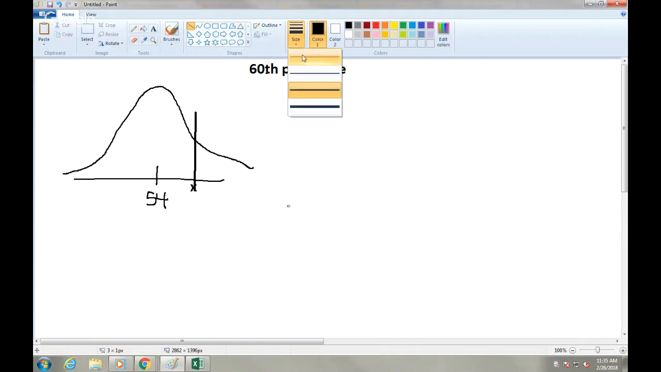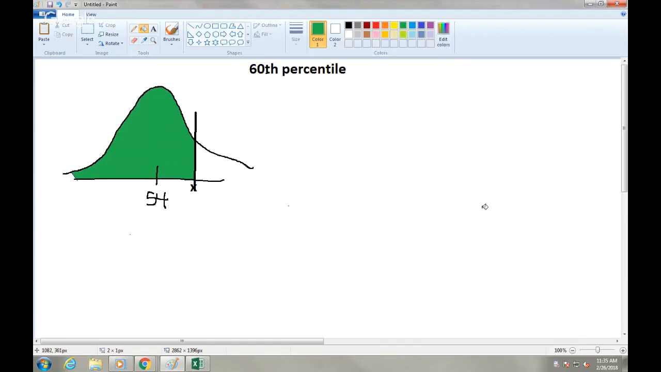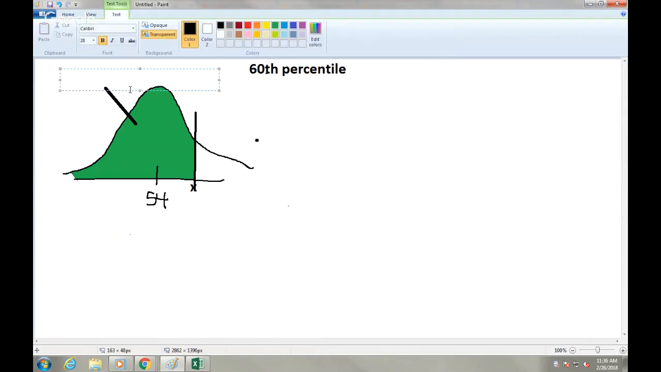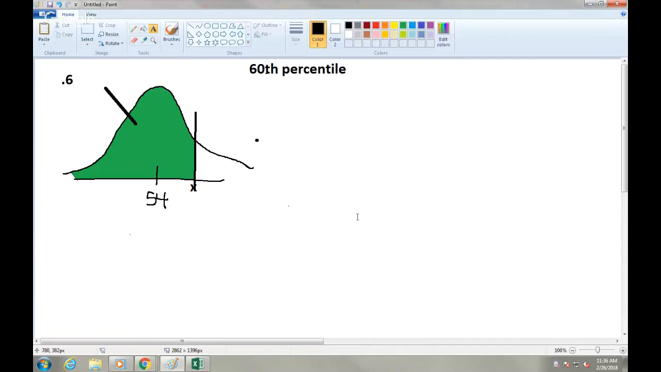And then what I'm going to do is a teeny little one so I can do a quick shade. And let's see if it will let me shade quickly. Yeah, good. So what do we know about that area I've just shaded in green? How much area has that got to be? 0.6. That's what we know about it if we're dealing with the 60th percentile, that the lower tail area is 0.6.